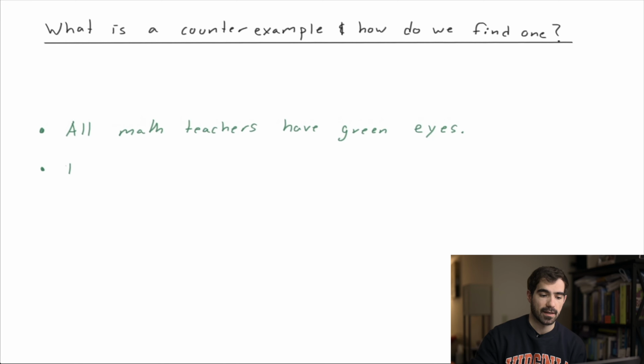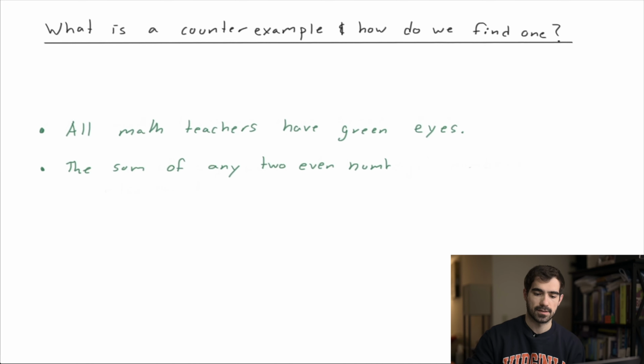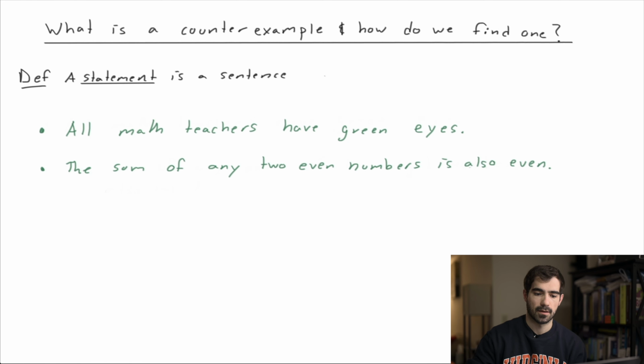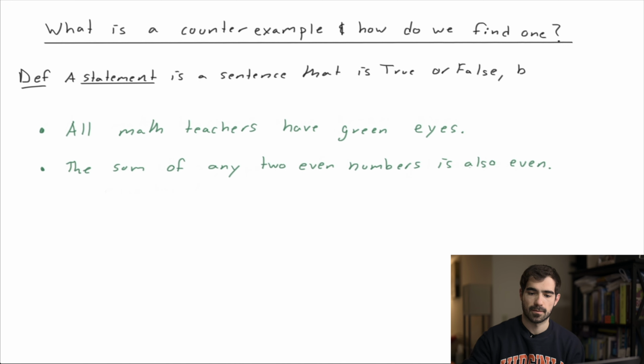For instance, I might say the sum of any two even numbers is also even. And this one, again, perhaps feels a little bit more mathematically oriented, but in both cases, these are just statements. Now, to be a little bit more specific, we can actually define a statement as a sentence that is true or false, but not both. And both of these would be examples of that here.